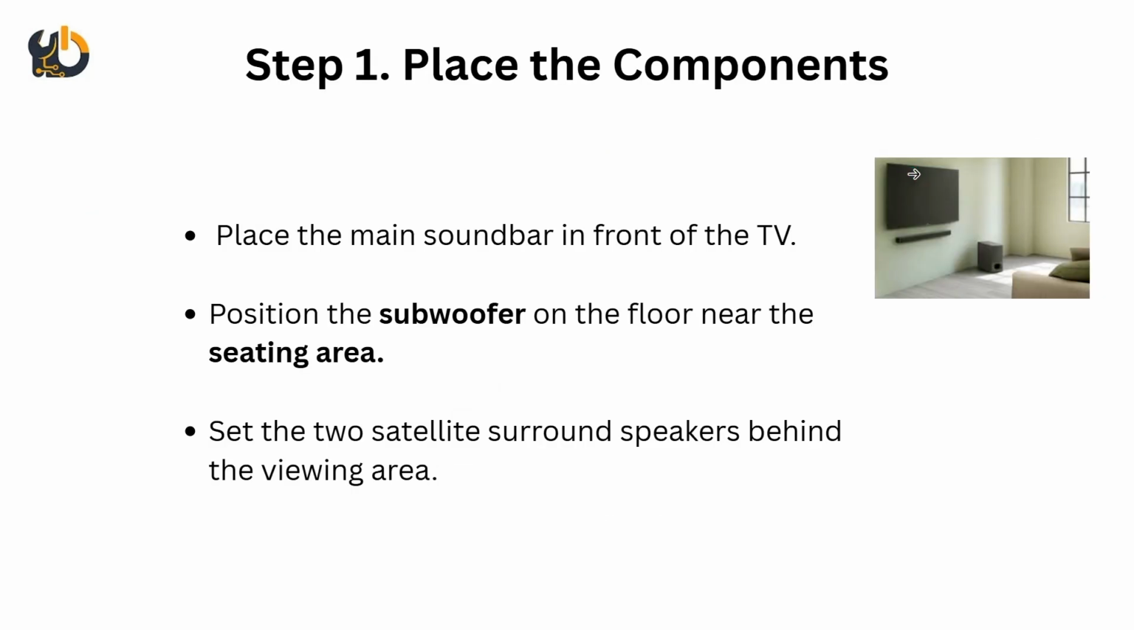Step 1. Place the components. You just have to place the main soundbar in front of the TV and position the subwoofer on the floor near the sitting area. Then set the two satellite surround speakers behind the viewing area.